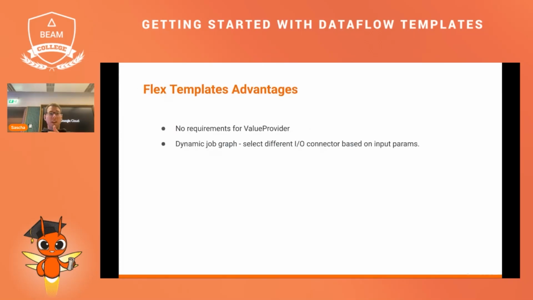From an advantages point of view, compared to the traditional templates, there's no need to have the value provider class in your implementation. And on the other hand, you would be able to create a dynamic job graph where you have, for instance, different IO connectors as an input based on certain parameters that are submitted whenever the template gets executed.